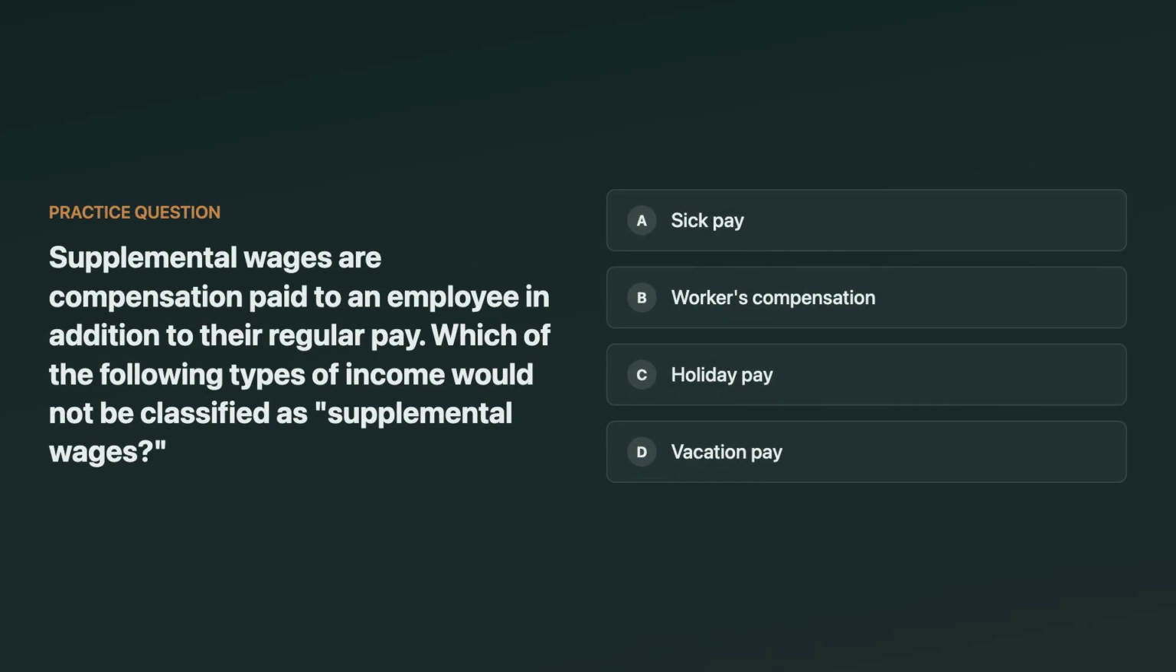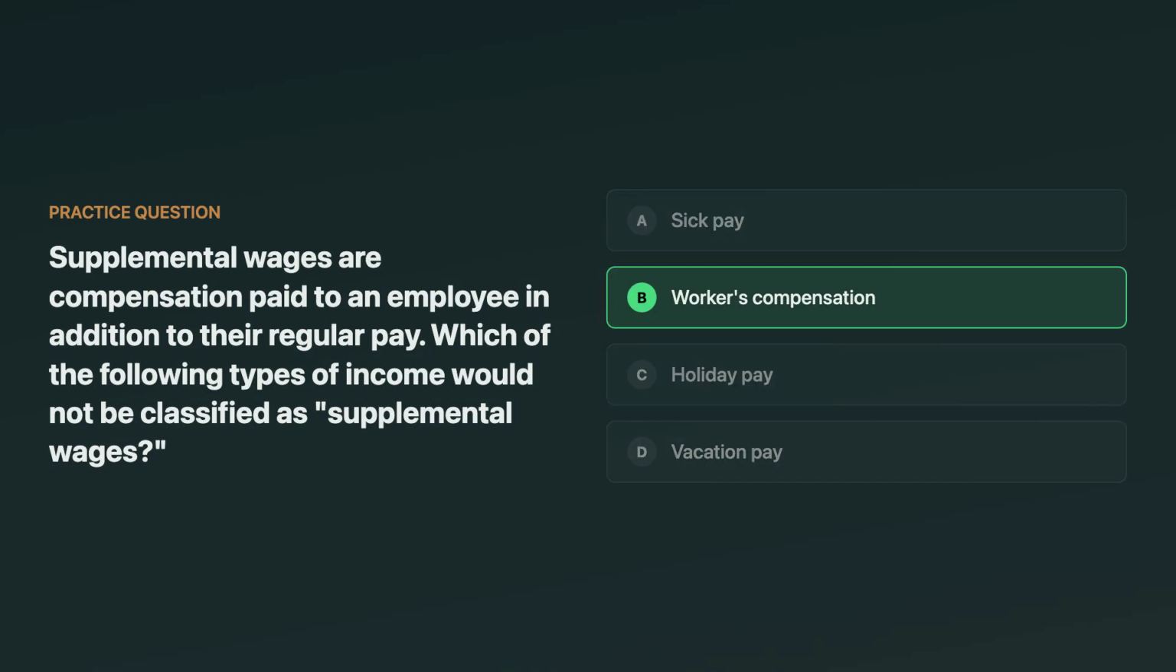Supplemental wages are compensation paid to an employee in addition to their regular pay. Which type of income would not be classified as supplemental wages? The choices include sick pay, workers' compensation, holiday pay, and vacation pay. Think about which one isn't treated as wage income at all. Think about it.